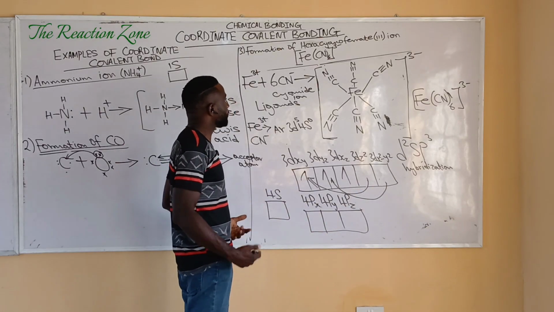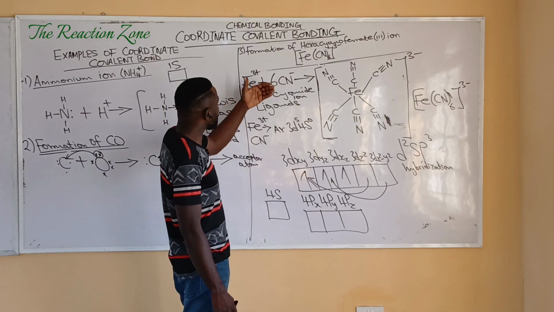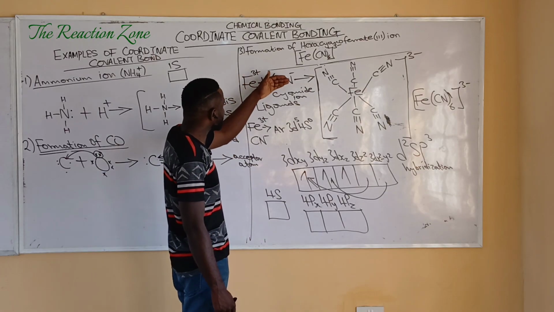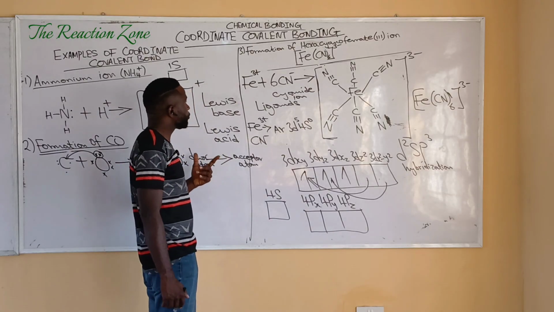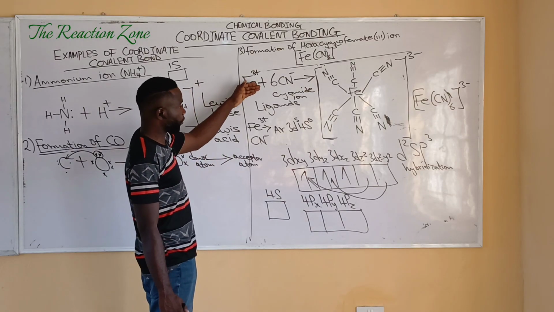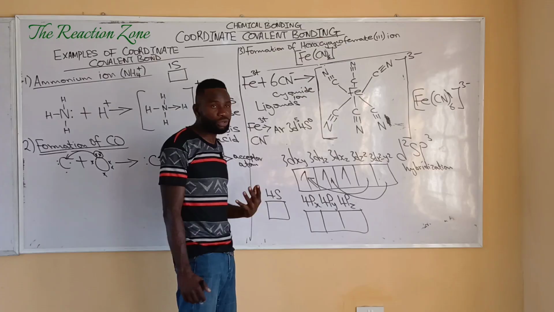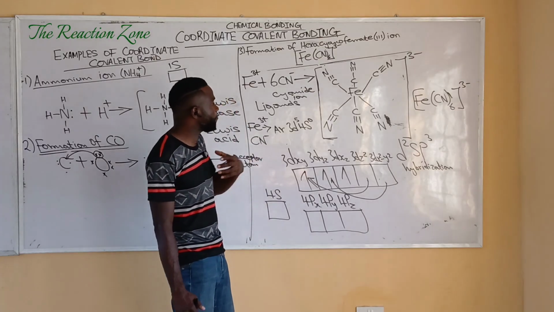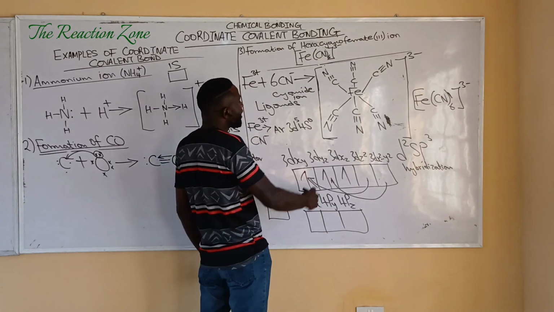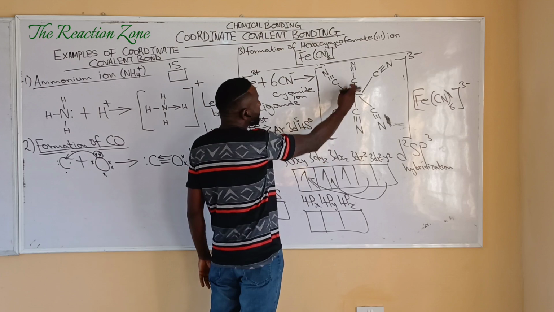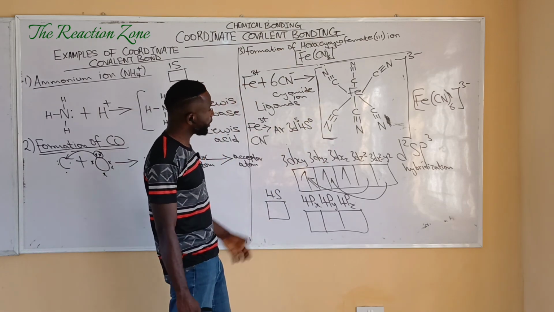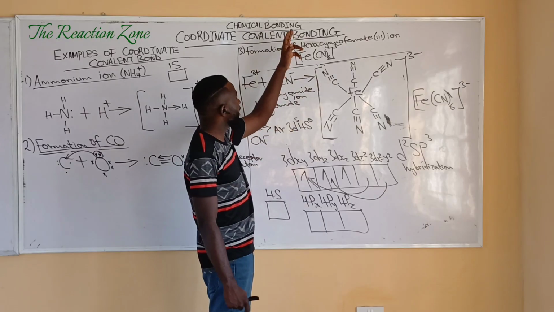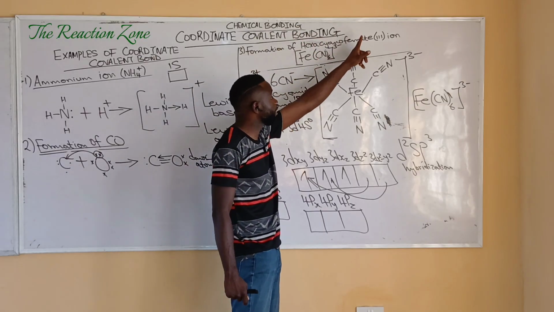So what that means is that each of the 6 cyanide ions will donate an electron pair to Fe3+, leading to the formation of a coordinate covalent bond between each cyanide ion and Fe3+. And the structure that results is the coordination compound hexacyanoferrate(III).